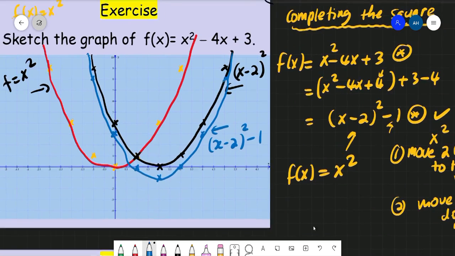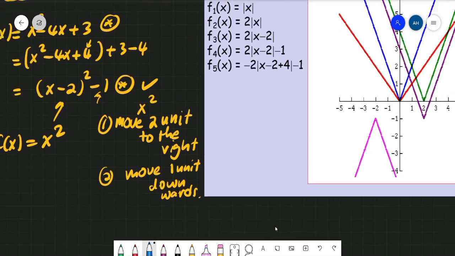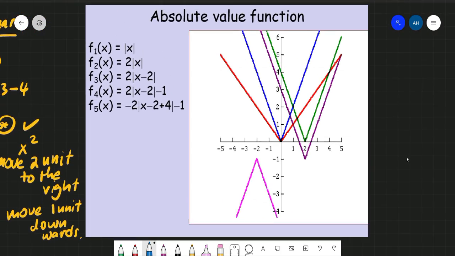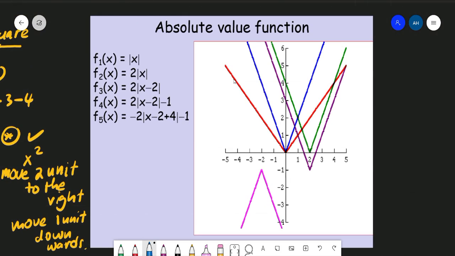Okay, let's see this example here. We have many graphs located here, f1 up to f5. The graph f1 is the graph of the modulus or absolute value function. That is the red color graph. This is number 1.